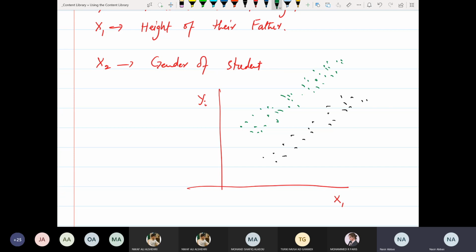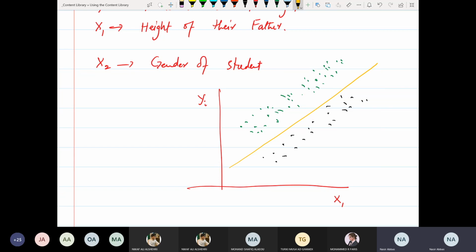And when you fit a simple linear regression model, the model will be something like this. The model will pass through the center of these two data sets. It will neither represent the females nor represent the males. And there will be a big problem with the model. You will see the failure of assumptions and everything will be wrong about this model.